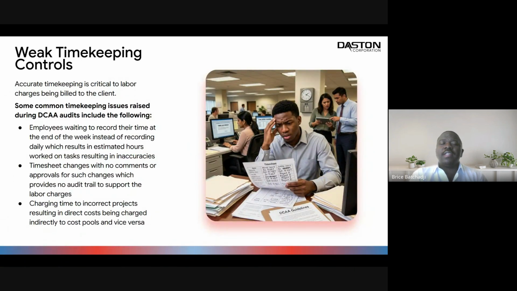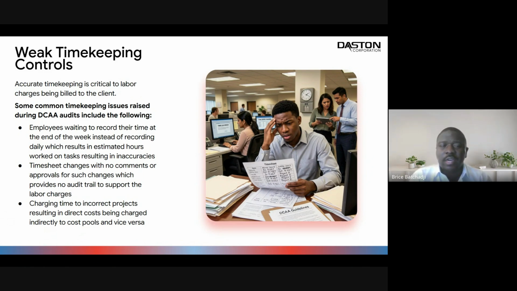Starting with weak timekeeping controls. Again, as mentioned, timekeeping is probably the biggest finding that generally arises during accounting system audits, because, although you would think it's probably the easiest control to implement, most companies generally have an issue with this. Number one, just being employees who are not recording their time at the end of the day.